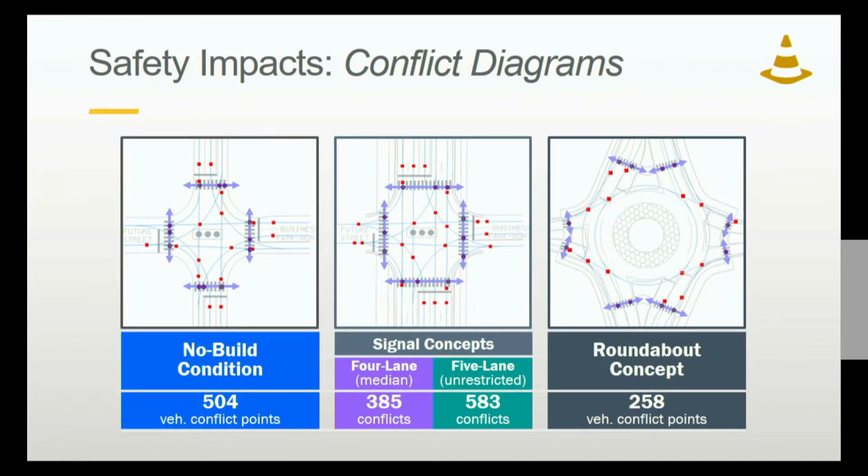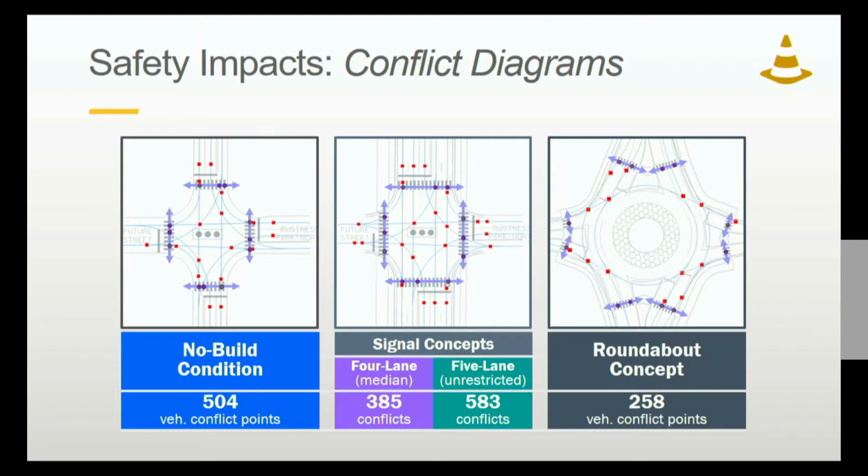Let's take a look at conflict diagrams first. So we drew them up for the entire corridor, all 13 major intersections, all the driveways, everything in between, and we added up all the conflict points, and we saw that our no-build condition had about 500 conflict points. And when we go to our 5-lane section, that number increases slightly, and that makes sense. We're adding a lane in each direction. There's going to be more conflict points.